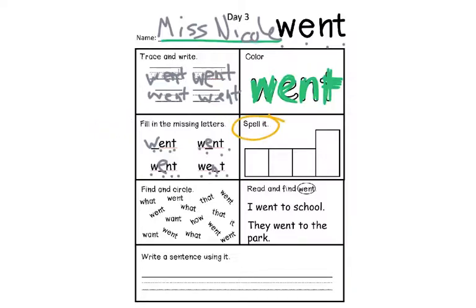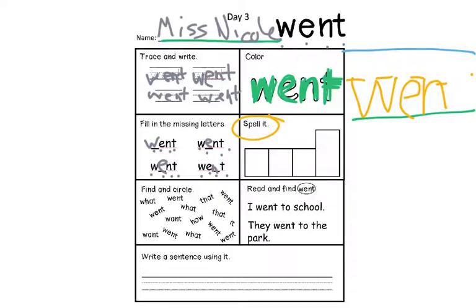Now we need to spell out our word. Remember, when forming your letters in this word, we have some shorter letters that only go up to the plain line. And then we have one letter that starts all the way at the skyline and comes down. So let's write our letters. W-E-N-T.